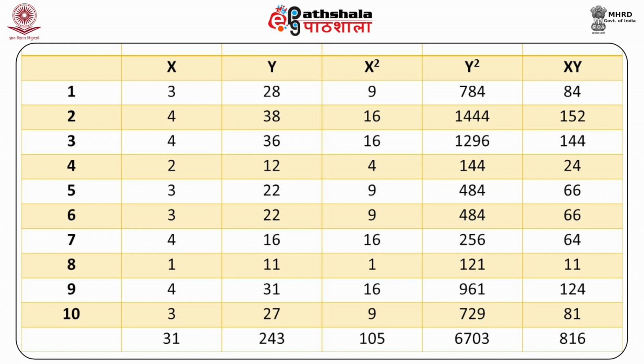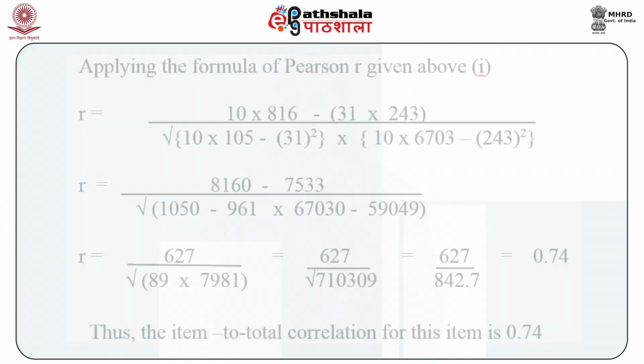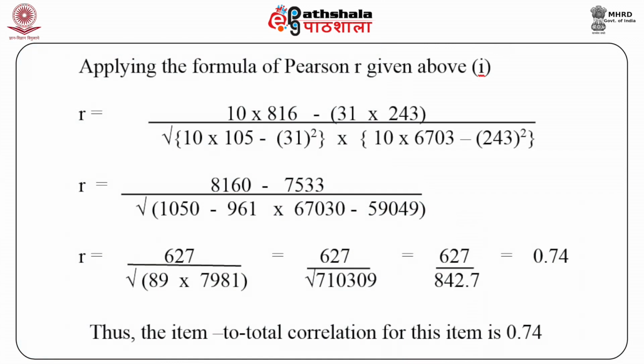Summation xy therefore is 816 and the sample size is 10, therefore n is equal to 10. Applying the formula of Pearson R that we have stated, by substituting these values we get R equals 10 multiplied by 816 minus 31 multiplied by 243, the whole divided by the square root of [10 multiplied by 105 minus 31 square], the whole multiplied by [10 multiplied by 6703 minus 243 square].